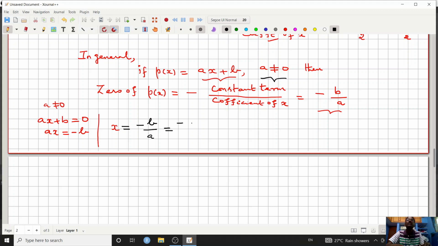But minus b is nothing but the constant term of the linear polynomial. So it is the constant term of the linear polynomial divided by the coefficient of x, with a negative sign. So this is the general formula to find the zero of a linear polynomial. If you remember this, then you can find the zero of a linear polynomial at once, simply by looking at it.